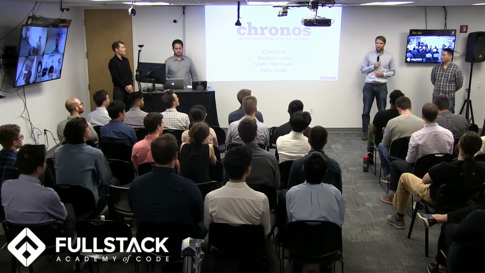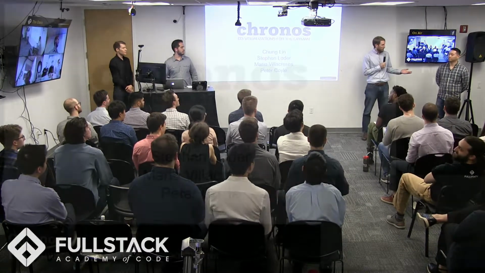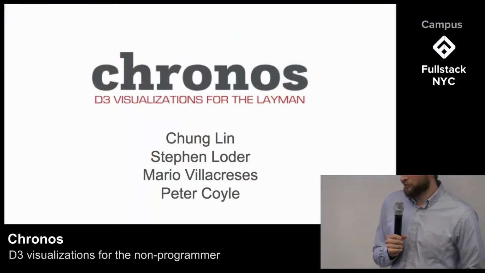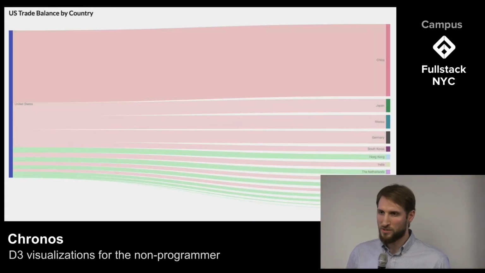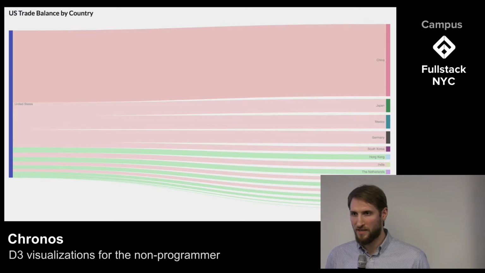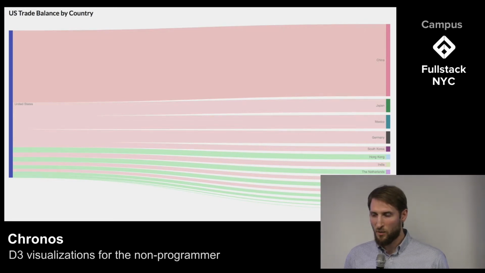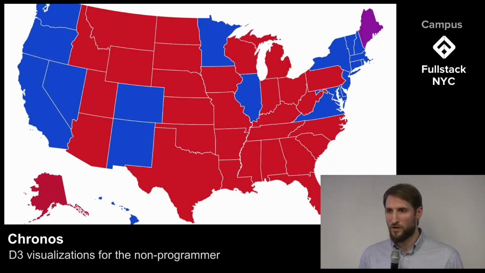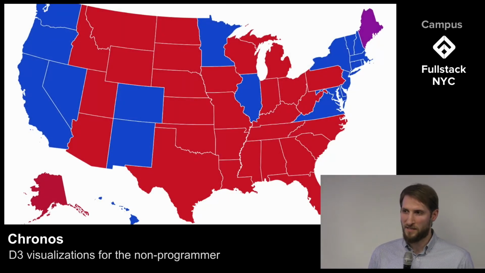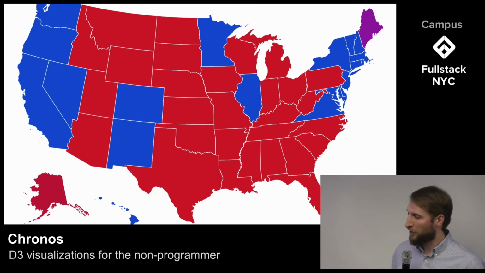Hi, my name is Peter Coyle, and these are my teammates, Chung Lin, Stephen Loader, and Mario Villacresis. And together we've created an application called Chronos. Chronos is a tool that will allow you to create interactive data visualizations without being a software engineer. Our goal was to make it so that anyone could create the high-quality graphics that you see on sites like the New York Times. Let's check it out.